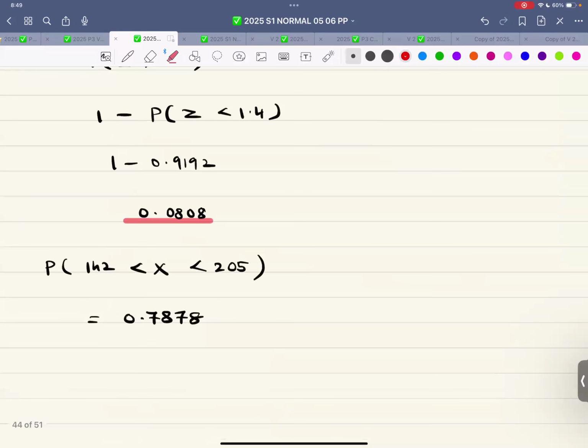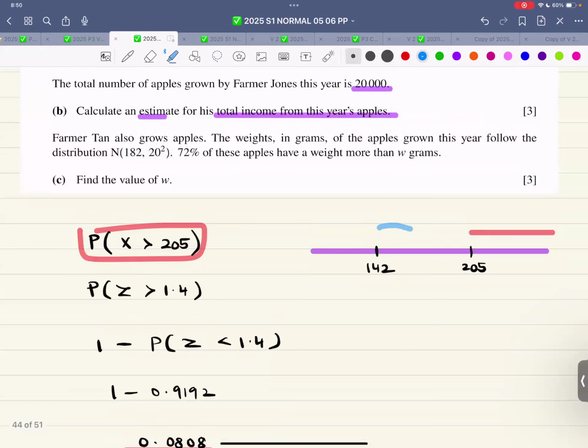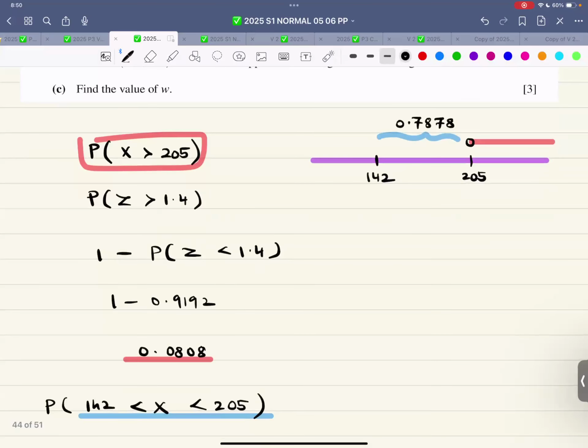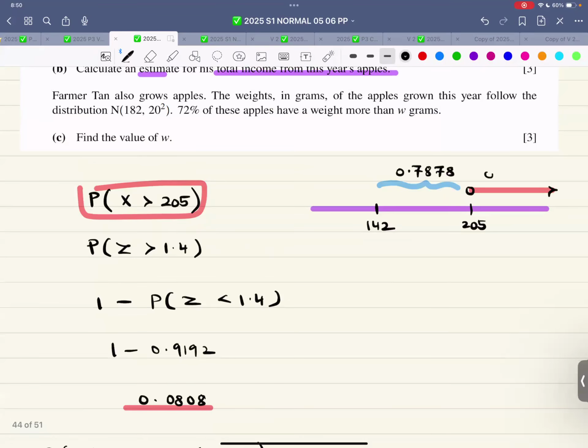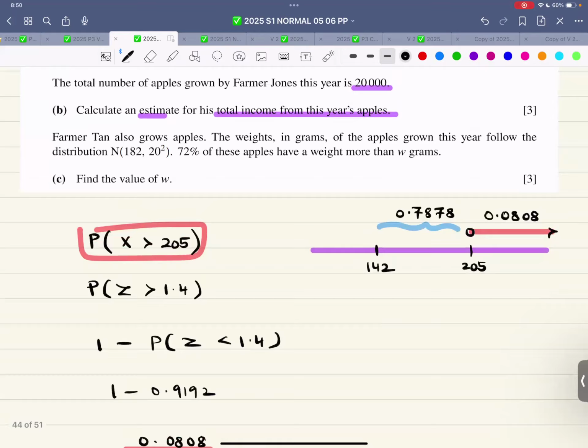Between 142 and 205, that is this blue thing. Between 142 and 205, that is 0.7878. That is this thing. So now let me write over here 0.7878, and greater than 205, this thing is how much? 0.0808, a very small percentage. And lesser than 142, that is of no use because they are not sold. And no money is brought in from that.